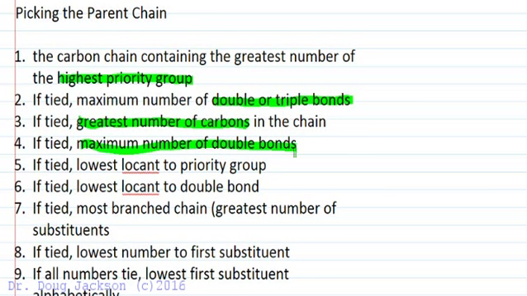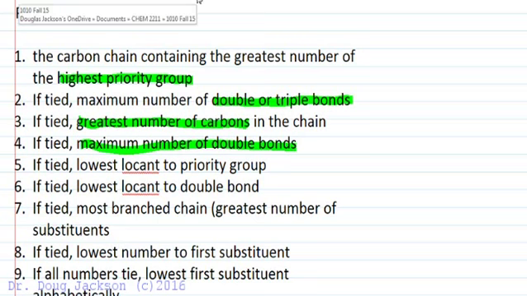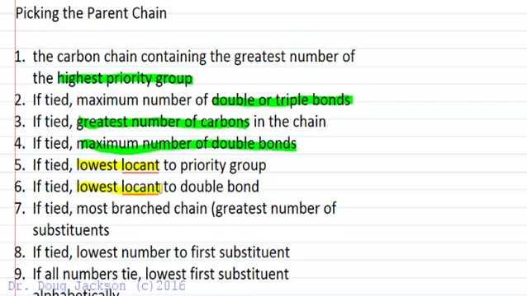So then we go by our old school rules. We lower the number of the priority group if we're tied still. We lower the double bond or triple bond that we see, so the first double or triple that we see in the chain. And then if tied, we pick the most branched chain. So this is the same as alkane nomenclature. The more branches, the greatest number of substituents, whether they be carbon branches, chlorines, amino groups, whatever. Most branched chain is the parent if all these are tied.